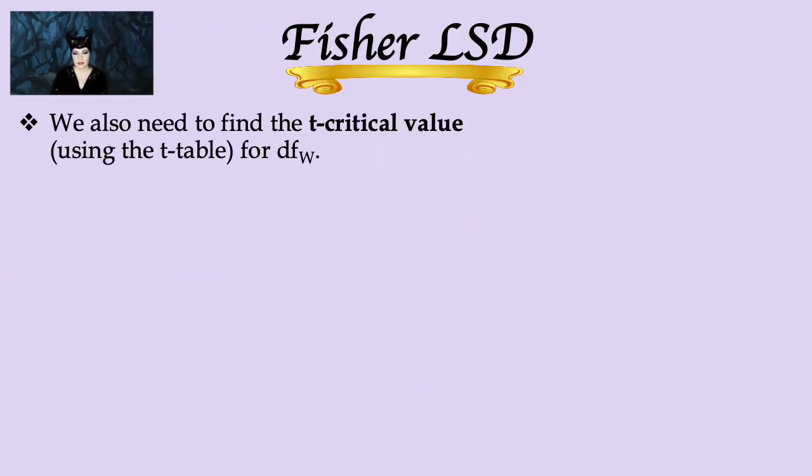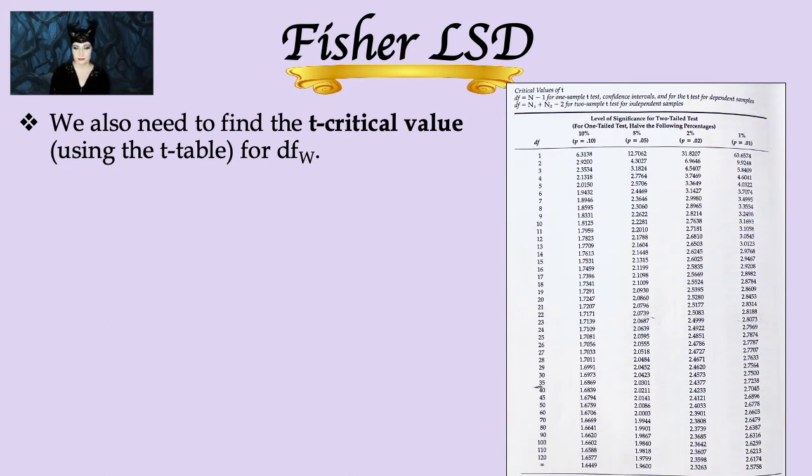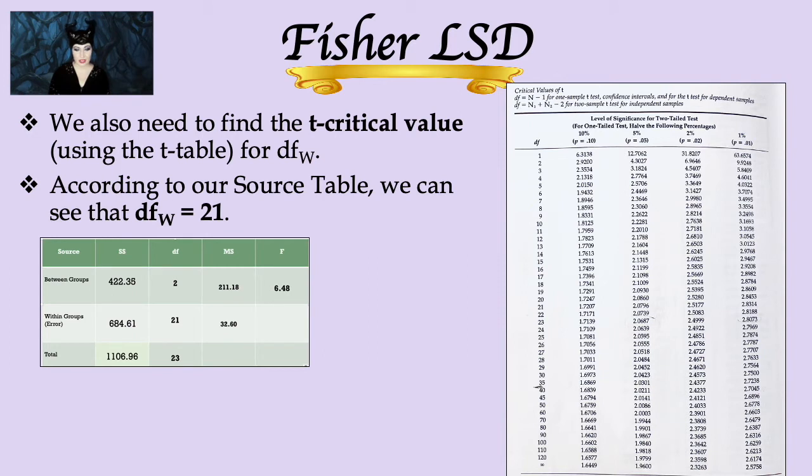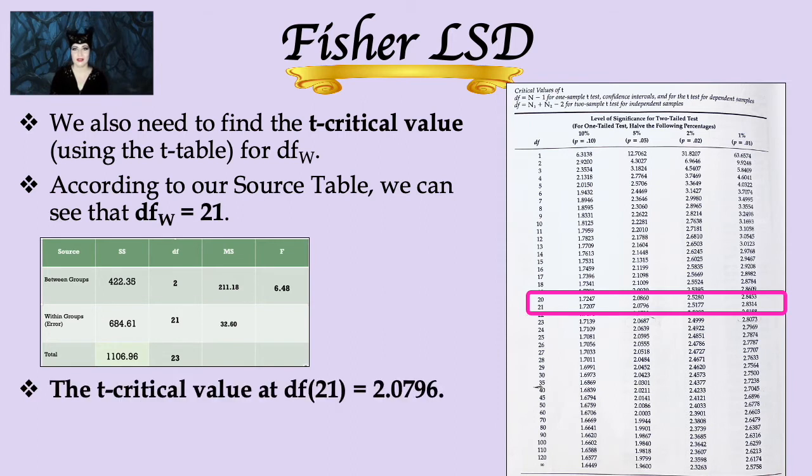So to find that t critical value using our degrees of freedom within, we're going to revisit our critical values of t chart. This should look familiar to you because you've used it multiple times when calculating the t-critical value for your independent and dependent samples t-test, and also for your confidence intervals. So if our degrees of freedom are equal to 21, and we're concerned at the 5% error level, we're going to slide our finger down to 21 and across to 5%, and we can see that that t-critical value is 2.0796. So this is the value that we're going to plug into the LSD formula.